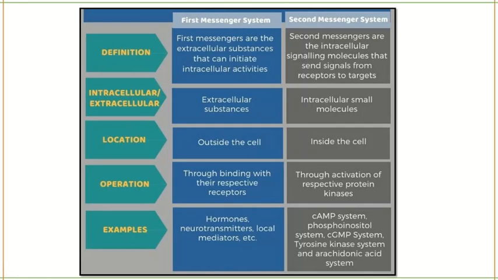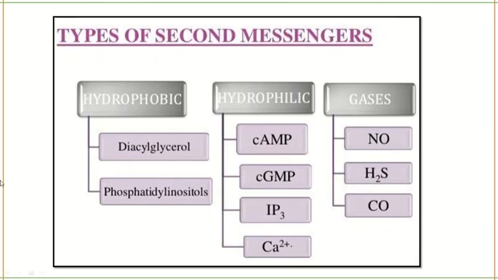And the secondary messenger examples are the cyclic AMP system, cyclic GMP, then you have IP3, DAG, and calcium ions. All of these are secondary messengers, and we will deal with them in the future lectures. When we study the pathway, we will see which are the primary messengers and which are the secondary messengers involved in the pathway.